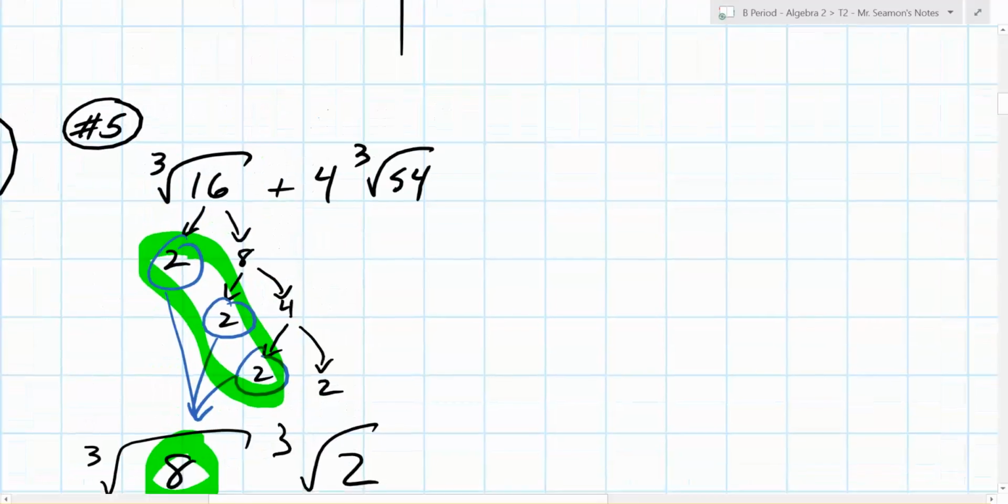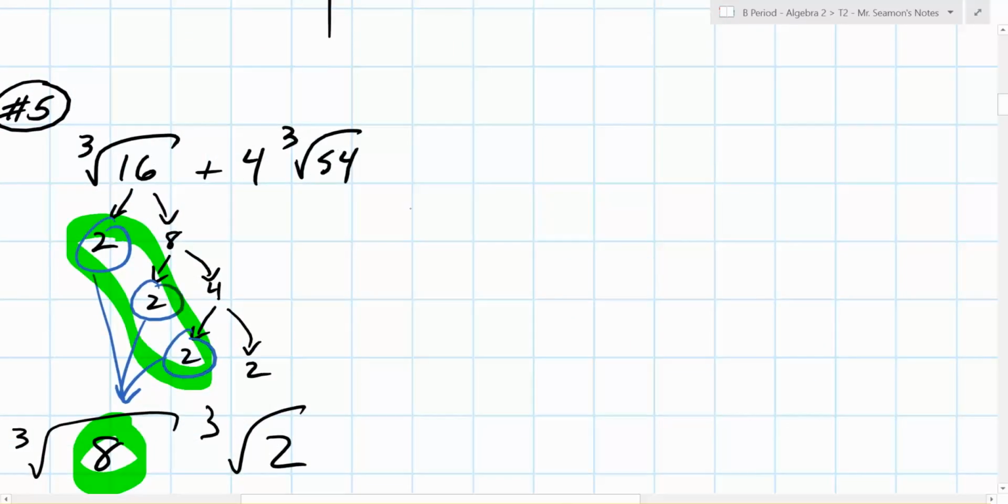So now we go over here and we do the same thing. What can we pull out of 54? 3 and 6 and 12? No, 3 and 27. 6 and 9. Okay, that's fine. We can do 6 and 9. You don't have to start that way, as long as you keep going. 6 is 2 and 3, and this is 3 and 3. So we're looking for triples. Why are we looking for triples? Because it's a cube root.